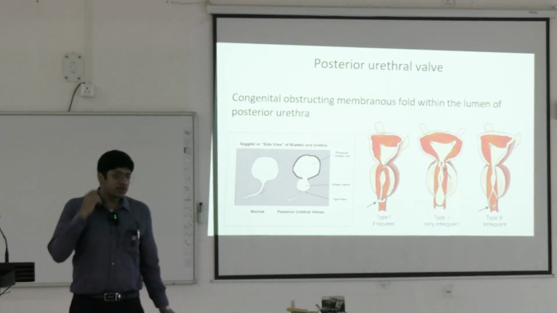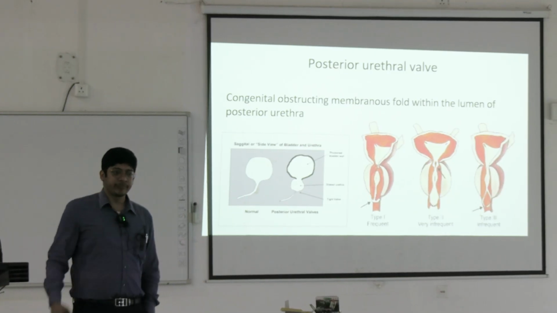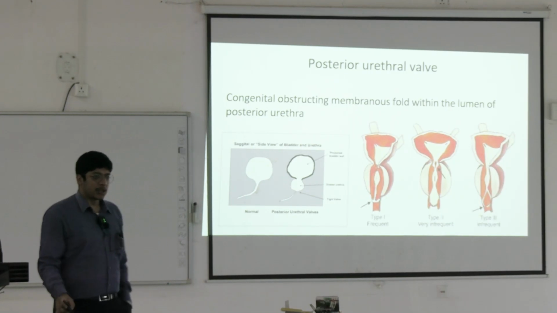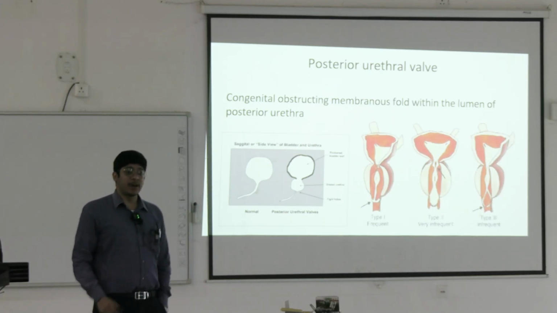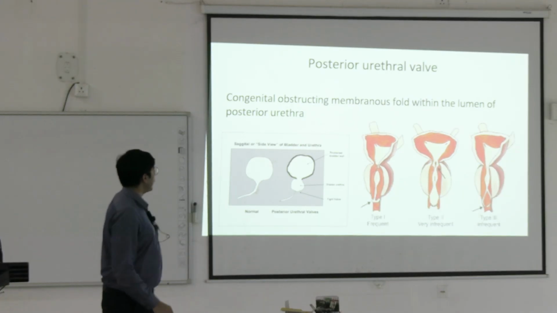Have you studied oligohydramnios in gynecology yet? Yes. So have you studied the effects of oligohydramnios on the baby? Everything that happens due to oligohydramnios happens in posterior urethral valve, and since birth, so its extent or its magnitude is very high. So it has a very bad consequence.